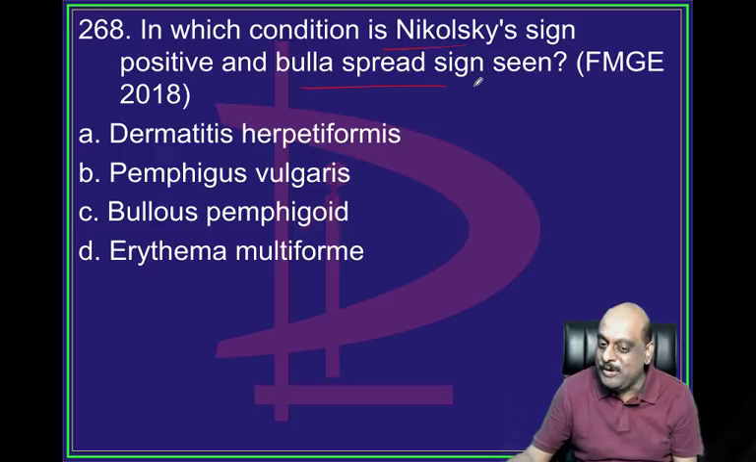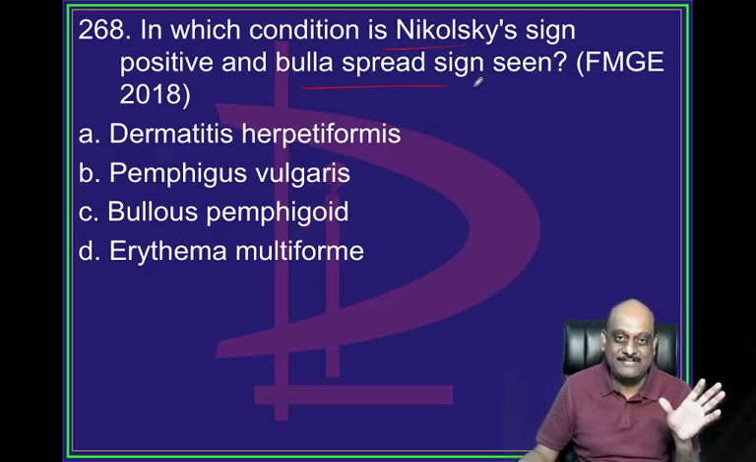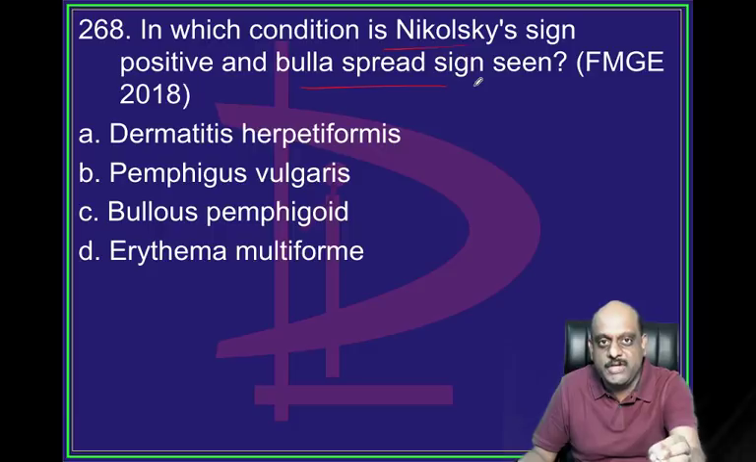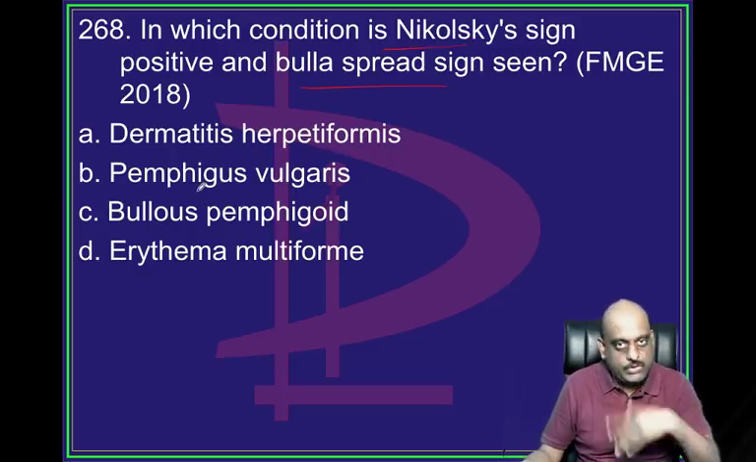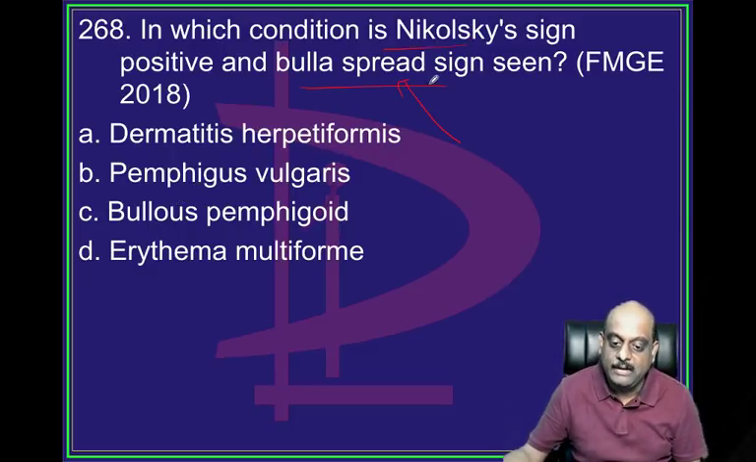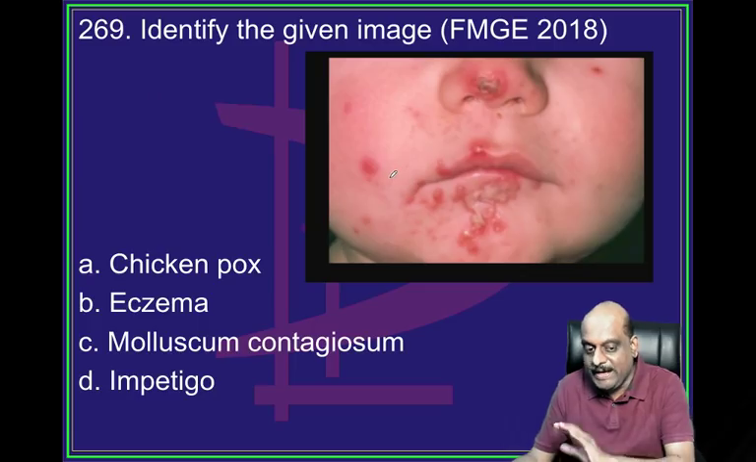Nikolsky sign, Bulla spread sign. Already we have done a dermatology revision, right doctor? In 8 hours we revised the last 15 years of FMG dermatology, classified topic-wise. It is available on YouTube, please do revision. Nikolsky sign and Bulla spread sign are all features of pemphigus vulgaris.